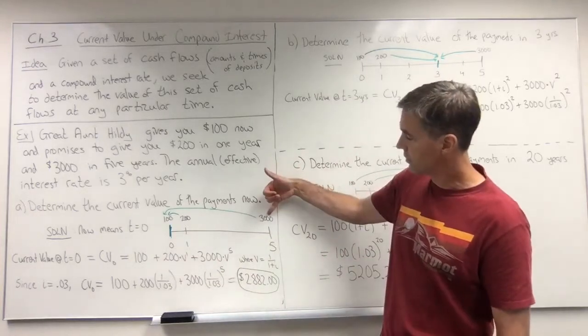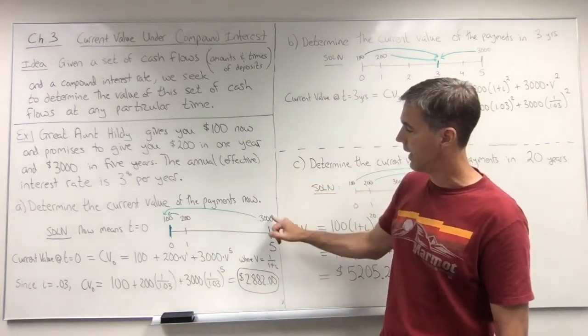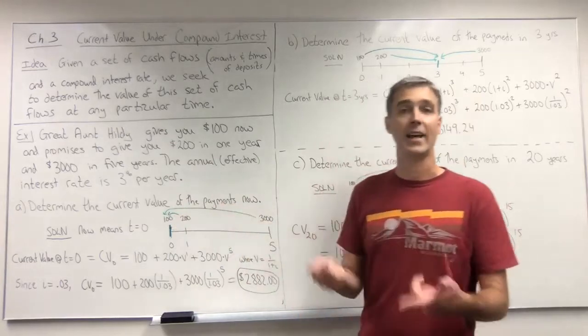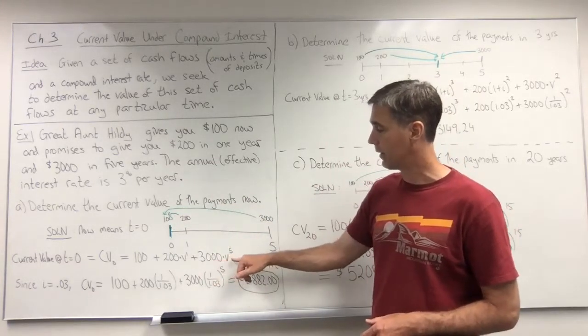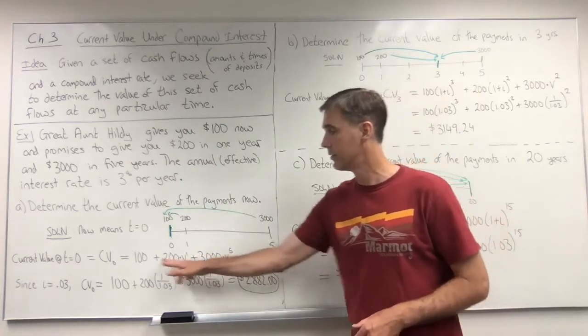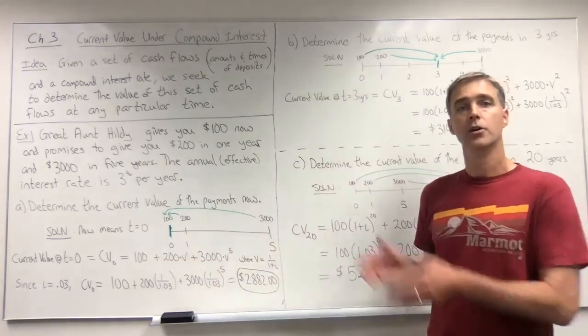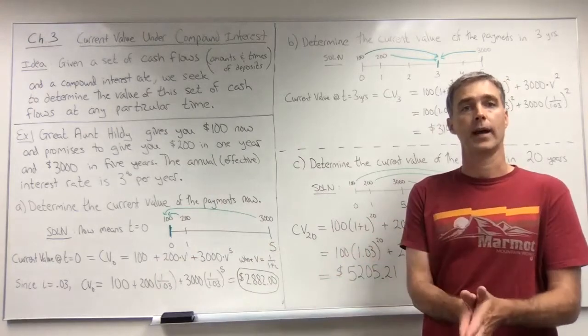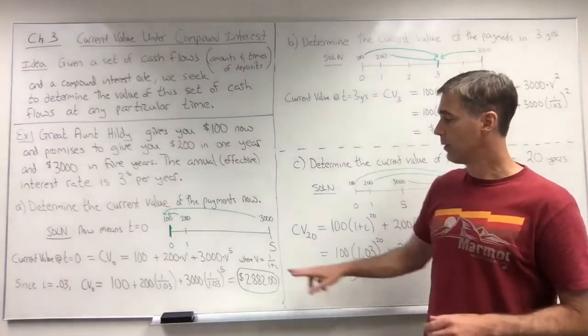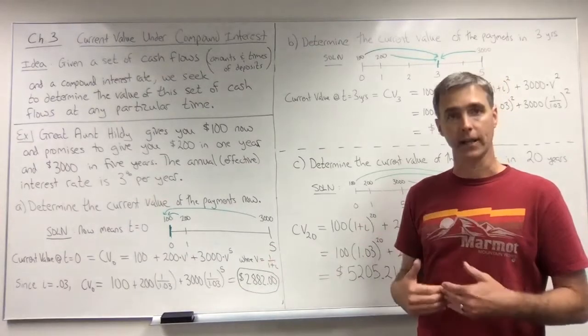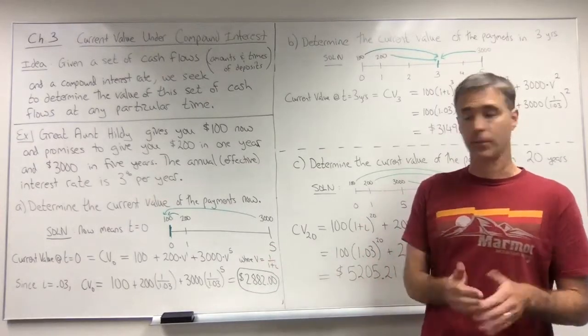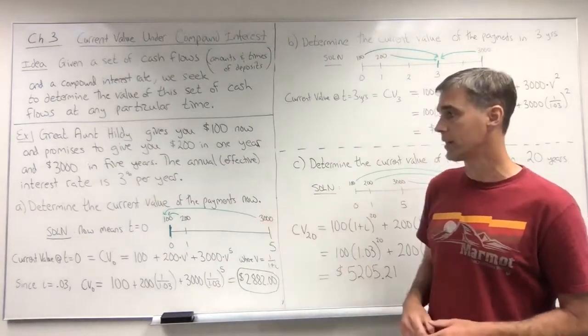Now the $3,000 pile arrives at time 5, and I need to drag it back 5 periods, 5 years in this case. So I'm going to take 3,000 multiplied by V to the 5th and add it to the other piles. So each pile has gotten dragged back to time 0. Now remember, multiplying by V is the same as dividing by 1 plus I to move it back a period. So V is 1 over 1 plus I.